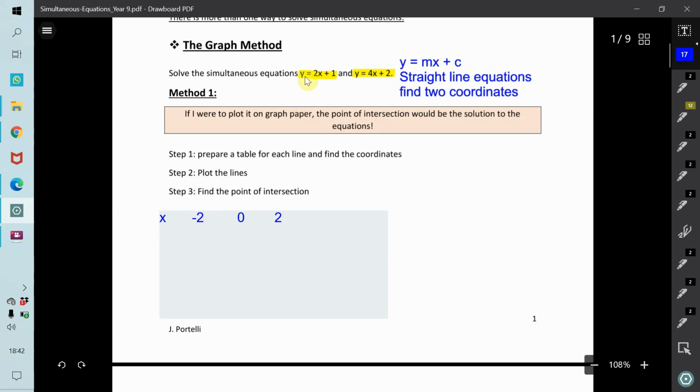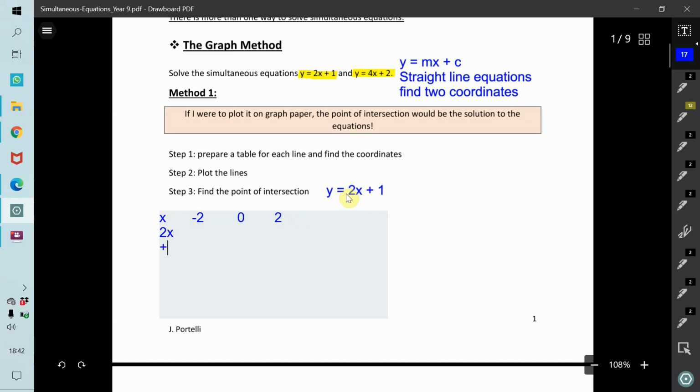So if I have to draw the graph of y equals 2x plus 1, I have on my first row x values, my second row 2x.